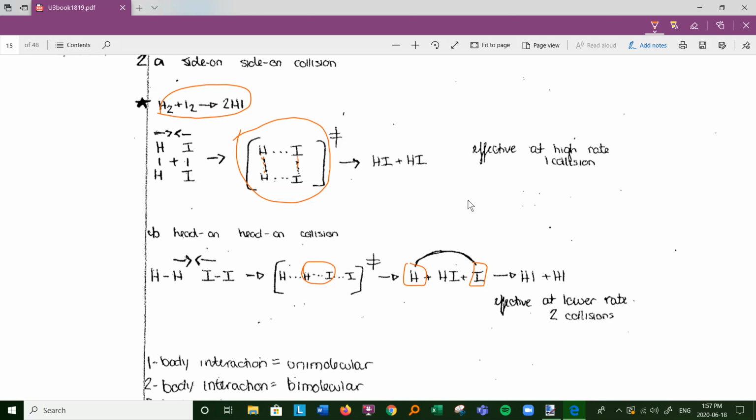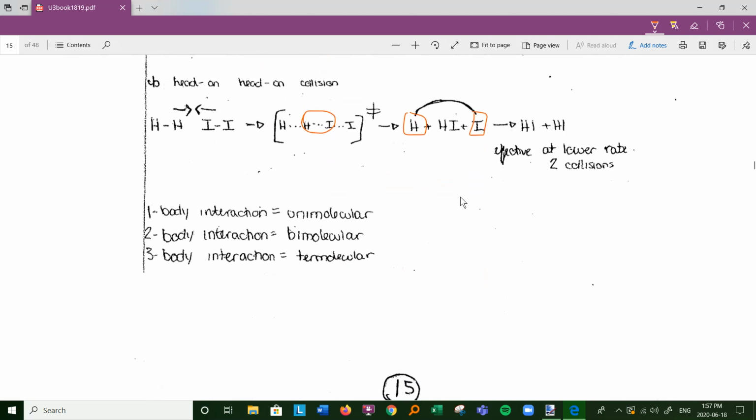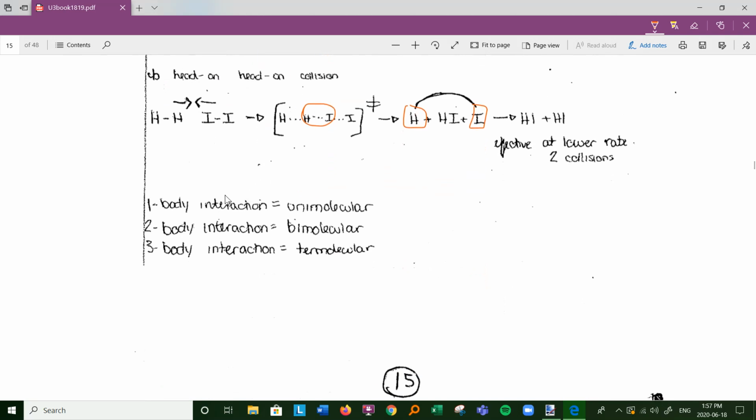Okay, and you can do a Google search for computer animations of orientation in the creation of products and activated complexes to see more examples of orientation. One thing I'll throw in here: if you just have a molecule and it breaks apart on its own without hitting anything else, maybe releasing some energy from some excited state, that's called unimolecular. Two-body interactions are the most common. Those are the ones we've seen today.